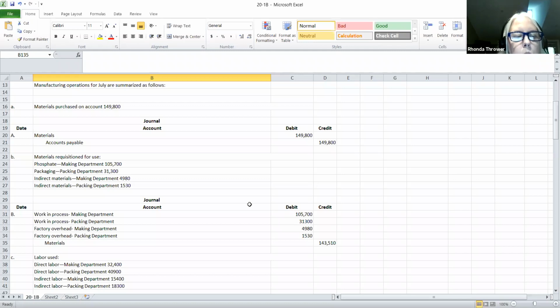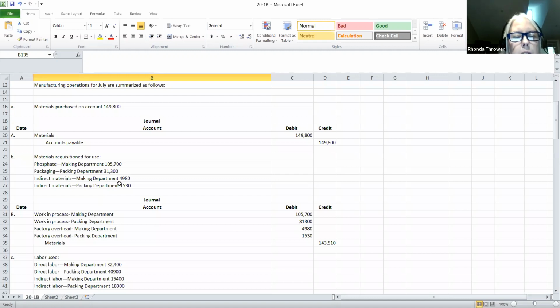So our work in process making department would be debited for the amount of the materials that were added to the process, which was 105,700. We also had some materials that we gave to the packing department at 31,300. These materials would enter into the packing department. So work in process is going to be debited to the packing department for the amount of the materials and packaging, which was 31,300.